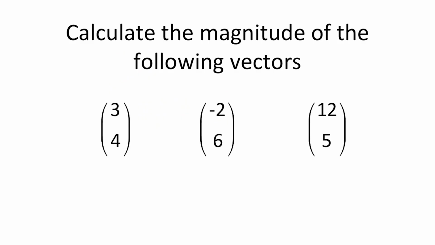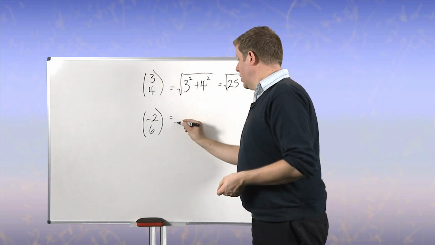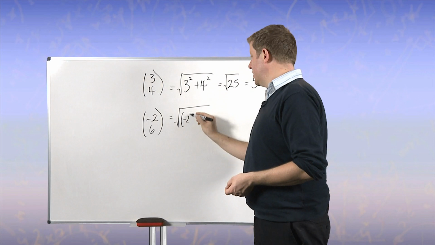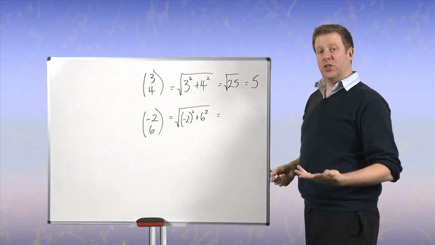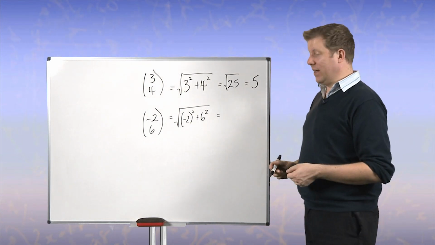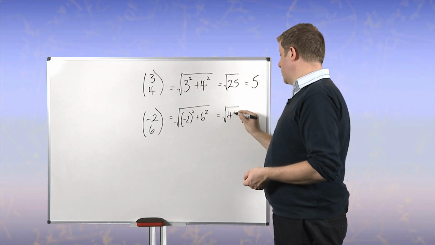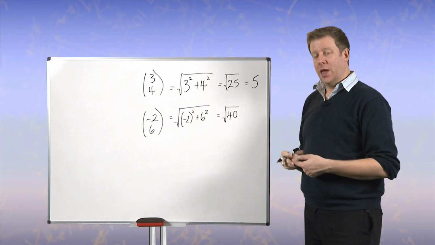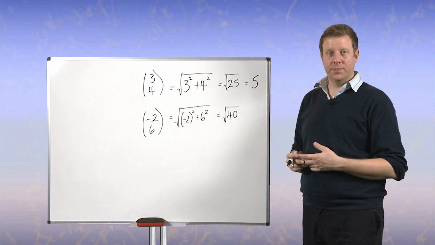Let's have a look at another one, this time with a negative number in there. Let's work out the magnitude of minus 2, 6. Same process again, we're going to square them, add them and square root. So I'm going to calculate the square root of minus 2 squared plus 6 squared. Minus 2 squared gives us an answer of 4, and remember it's positive 4. 6 squared gives us an answer of 36, so our answer here would be the square root of 40. Now you can leave the magnitude like that unless they ask you to specify it in any other form.